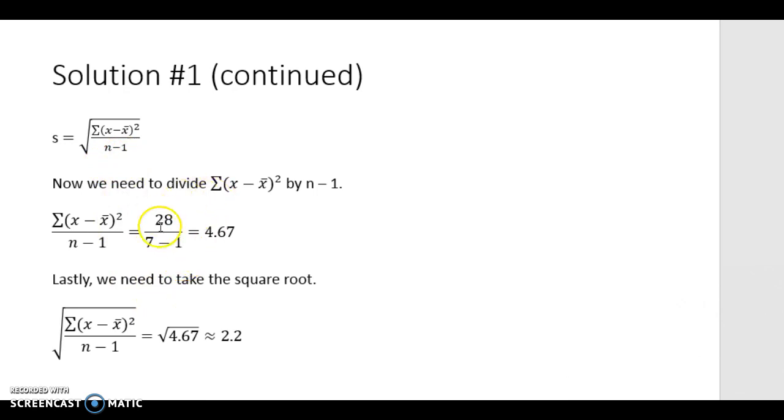So my variance, which is the value that we get before we take the square root, is going to be 28 divided by 6, which is 4.67. And then lastly, we're going to take the square root of that, because we just found this value here, and we're going to get approximately 2.2. Remember, we round to 1 decimal place beyond the least precise original value, and the original values were all rounded to the ones place, so this is rounded to the tenths place.